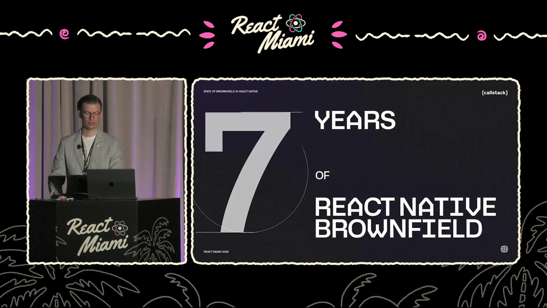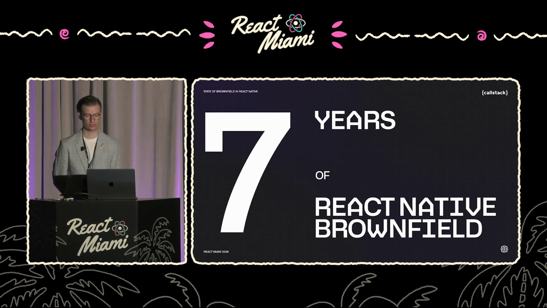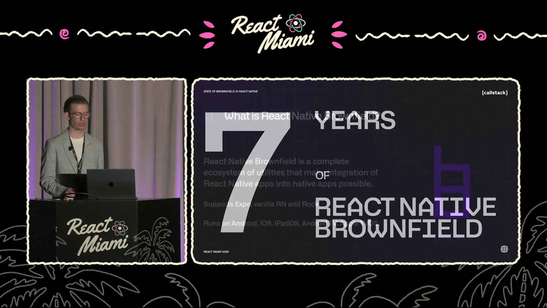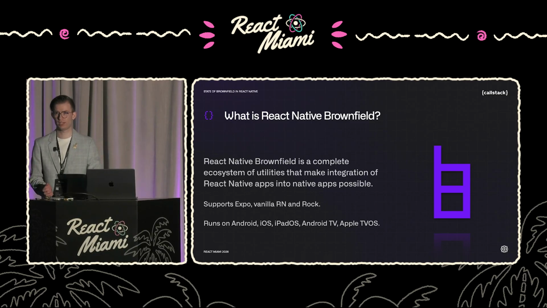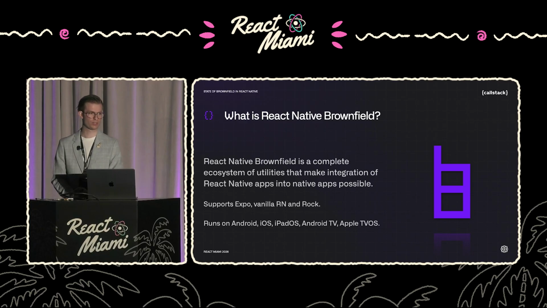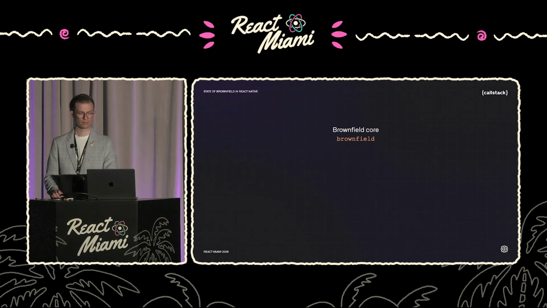And there's an answer. There is React Native Brownfield, which is a battle-proofed open source solution with over 7 years of history, created and maintained by Callstack. What is it? It's a complete ecosystem of utilities that make integration of React Native apps into native apps possible. And these tools address all these challenges that we have just iterated. The supported are Expo, vanilla React Native without a framework, and Rock. The platform supports Android, iOS, iPadOS, Android TV, and Apple TV OS.